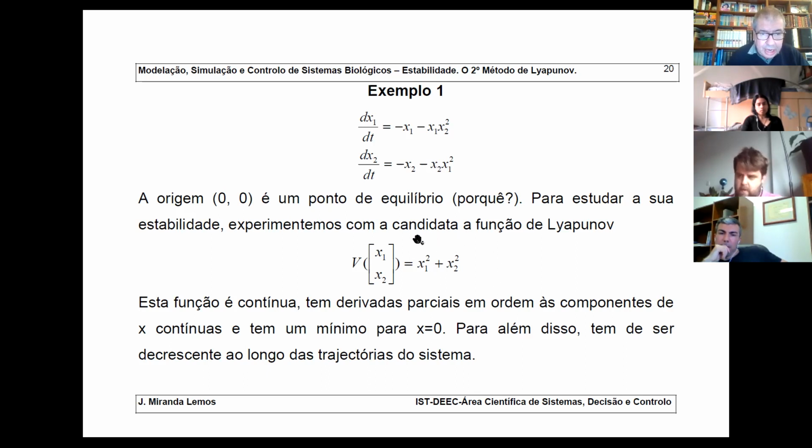So we must check whether V decreases along the trajectories of this system. For that, I'm going to compute dV/dt using that technique and show that it's always negative.